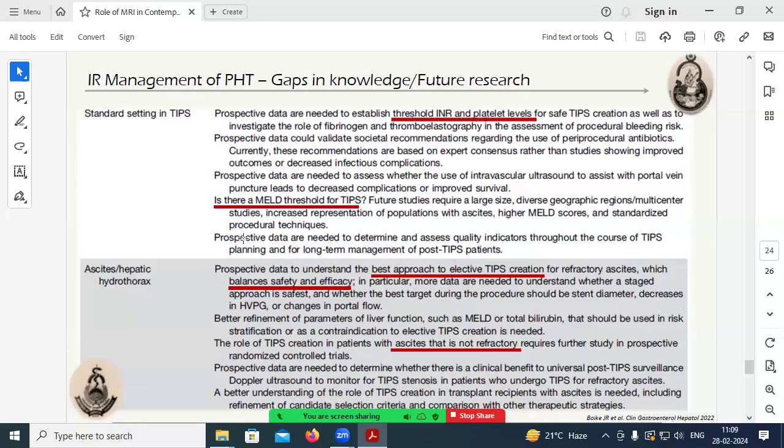TIPS has been a procedure which has been there, and BRTO has been a procedure which has been there for years now. But still, even small things, like in the standard setting for TIPS, we do not know what the threshold INR and threshold platelet levels should be. Is there a threshold MELD that should be used for selecting the patient for TIPS? In the setting of ascites or hepatic hydrothorax, what is the best approach for TIPS creation to balance safety and efficacy? Now, these are very basic questions, come to think of it. But we do not have any prospective data to guide our decision-making process, and this has to be researched.